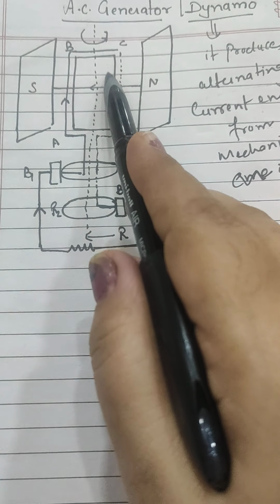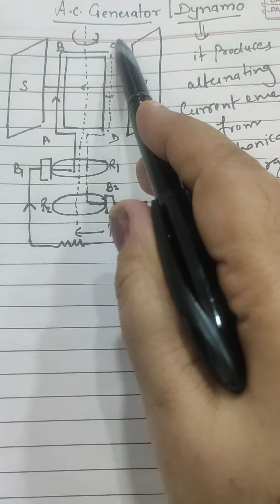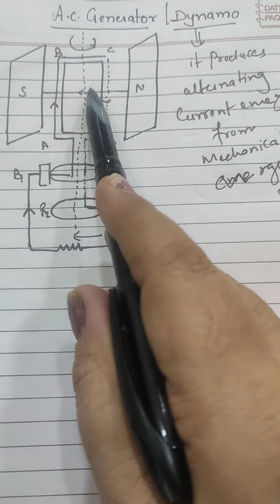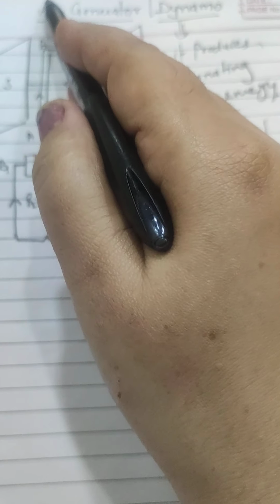Since we are rotating this coil manually or by any means, mechanical energy is being produced, and due to this rotation of the coil, current is produced, right? Since mechanical energy is being used to produce the current energy, this is known as an AC generator.